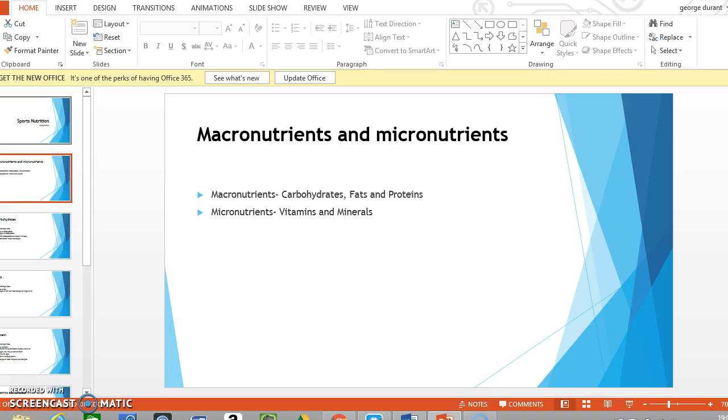Now, next we're moving on to fibre. What is fibre? Fibre is a complex carbohydrate. This is known as a non-starch polysaccharide. The adult requires 18 grams per day. There are two types of fibres.